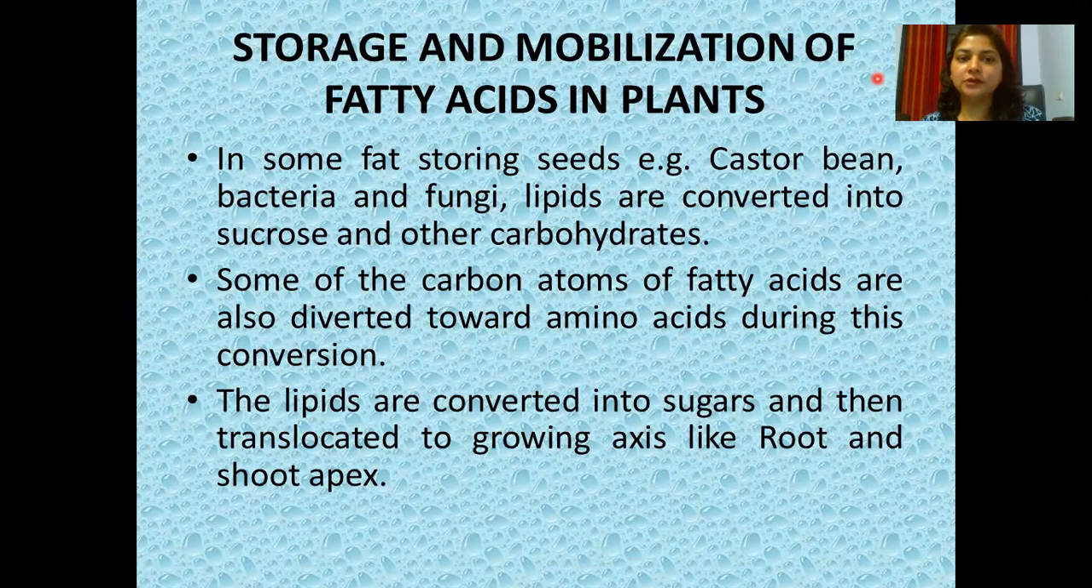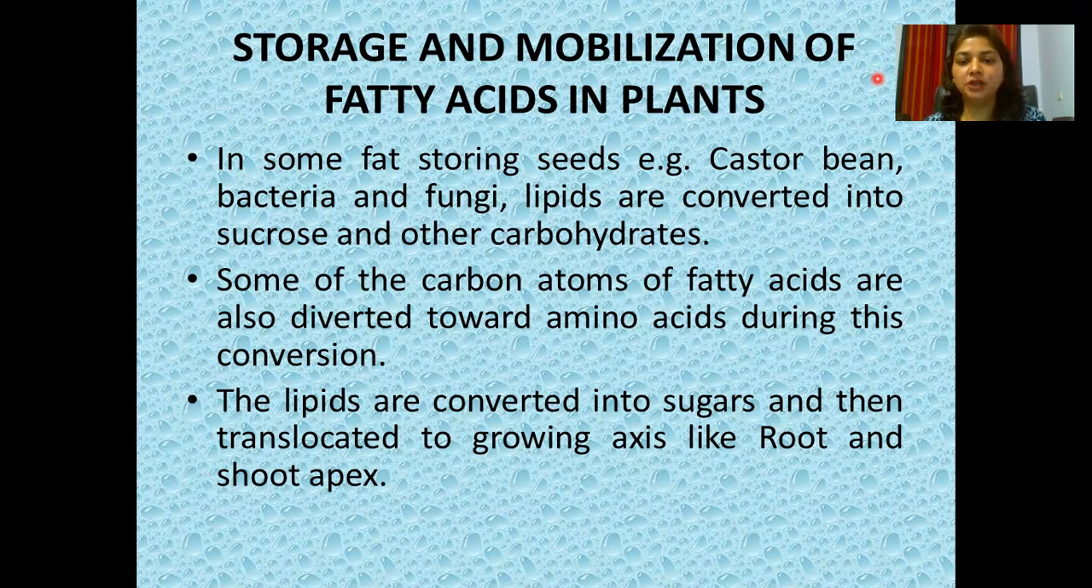Today we will discuss storage and mobilization of fatty acids in plants. In some fat-storing seeds like castor bean or cotton seeds, lipids are converted into sucrose and other carbohydrates during germination, because no doubt there is storage of fats or lipids in the seed, but while germinating, they need the mobilizing form of these lipids.